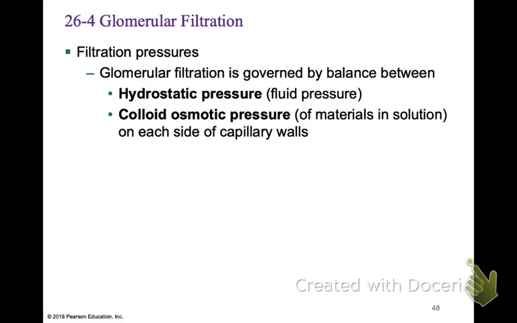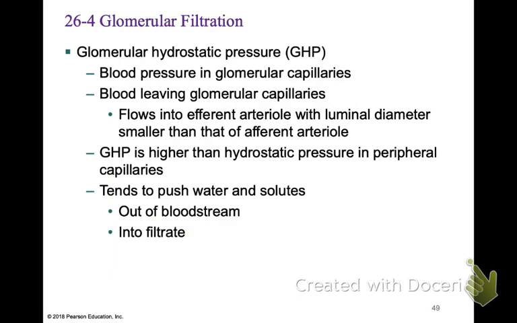All right, so what drives the filtration, of course, is hydrostatic pressure, and in the case of blood, that's what blood pressure is. But remember that the capsule is capturing this filtrate, and that creates a back pressure, so you have to look at the balance of those pressures along with a colloid osmotic pressure. Colloid osmotic pressure is due to the plasma proteins for the most part in the blood. So the glomerular hydrostatic pressure is the blood pressure in the glomerular capillaries, and it has to be high enough to offset the pressure in the capsule.